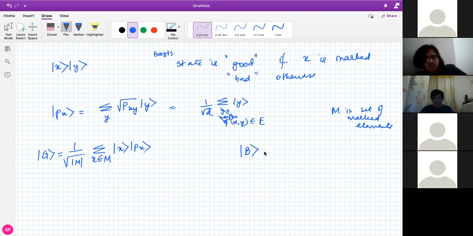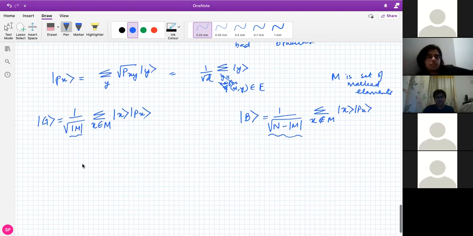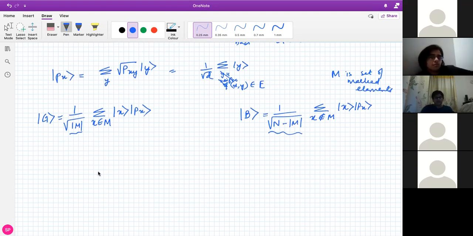And my bad state is going to be 1 by this, where X doesn't belong to M and it is X, Px. Okay? This is my bad state. Now, please don't get boggled by these values. Simple calculation will lead you to that, okay? The constants.